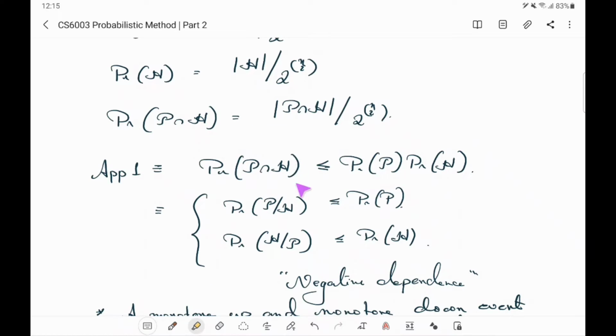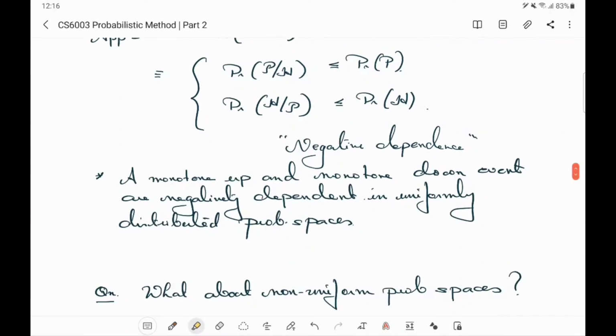And so we can interpret the same result this way also. The conditional probability is also meaningful to read. It's saying that if you are given that your graph is Hamiltonian, then the chance of it being planar is actually reduced compared to the unconditional chance of it being planar. The same thing happens symmetrically for Hamiltonian given planar. This is why we call this a negative dependence. And the way you have to remember this is that a monotone up and a monotone down event are negatively dependent in what probability space?